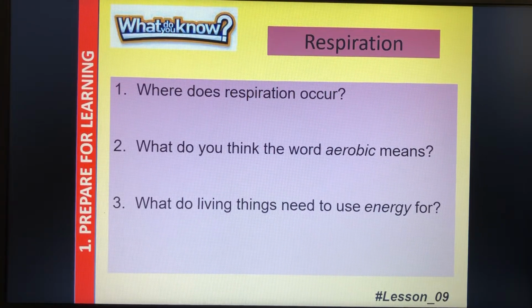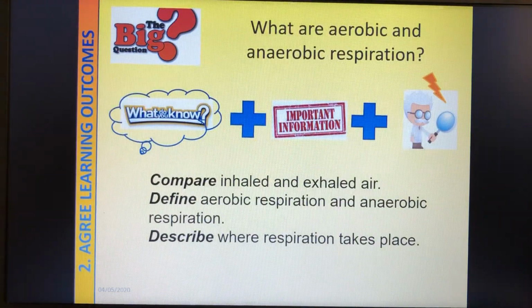What do living things need to use energy for? All of our metabolic reactions, the chemical reactions that happen in our bodies, making proteins, maintaining body temperature, digesting our food, movement, lots and lots of things that we use energy for. Thinking.